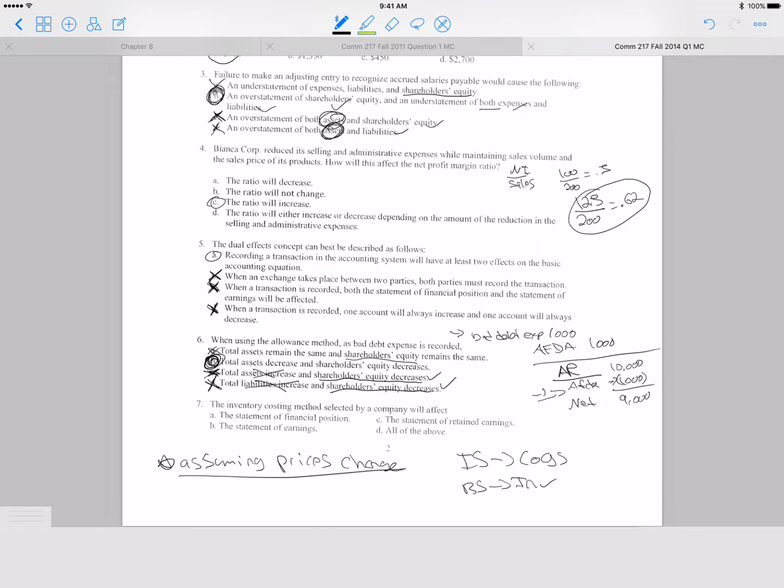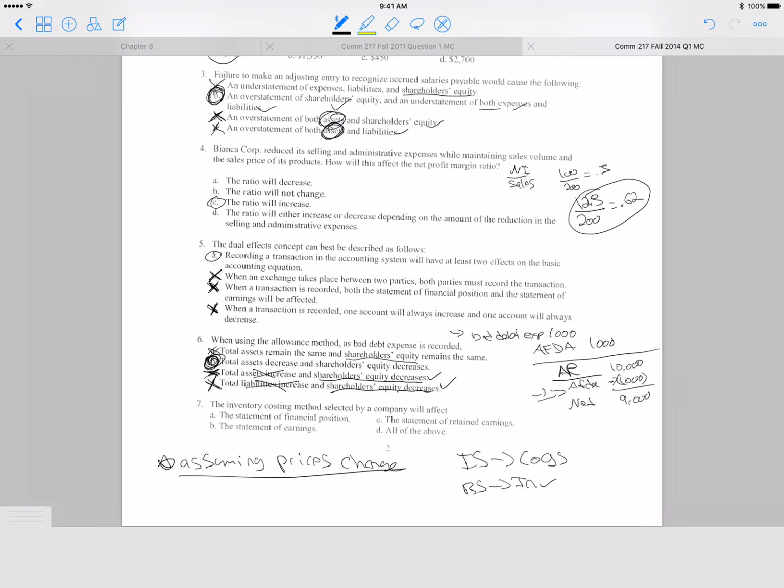For number 7, it says the inventory costing method selected by a company will affect. And for this, you should assume that prices are changing because for the weighted average method, you'll have a different number than the FIFO method. So A, the statement of financial position. The reason why this has a different effect on the statement of financial position is because you have two different inventory numbers when using the two methods. So this will change your ending inventory account, which will be on the balance sheet.